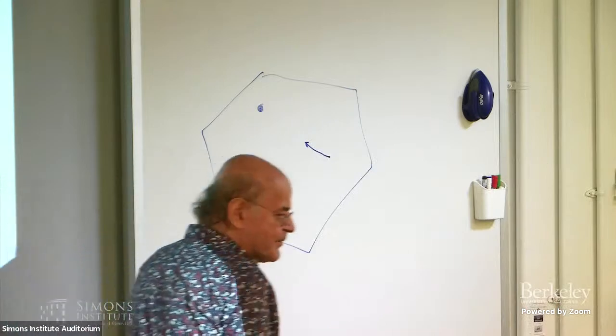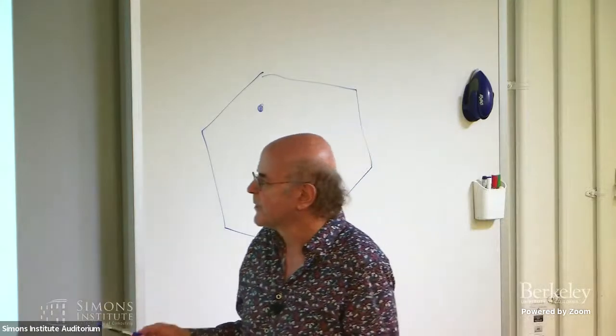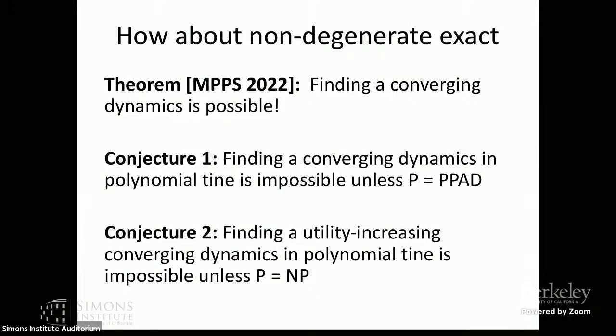Costis got it. The conjecture is that finding converging dynamics in non-degenerate games is impossible unless P equals PPAD, in polynomial time. Is this clear? In other words, I conjecture that this trick is essentially the only thing you can do. And there is another conjecture about which we have thought a little less, but which I find very compelling: finding utility-increasing converging dynamics in polynomial time. Is it possible?